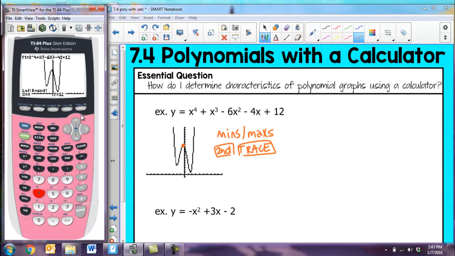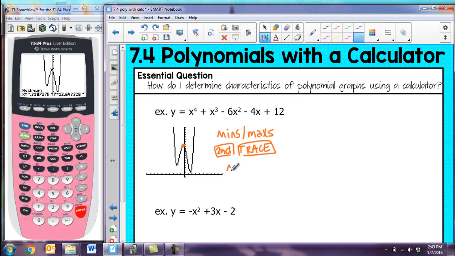Now this is the kind of weird spot. You're going to have to do this left bound, right bound thing. So my cursor is kind of on that maximum point right now. I'm going to go a little bit to the left of it and press enter. You're just telling your calculator, look between these 2 points. Okay, again, I'm on that part that I think is my maximum. I go a little bit to the right of it. I press enter, and then you go and you guess. And then this is going to be your maximum.